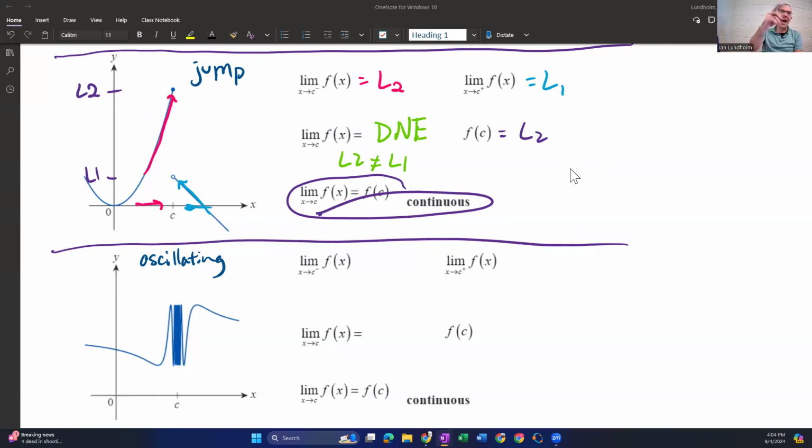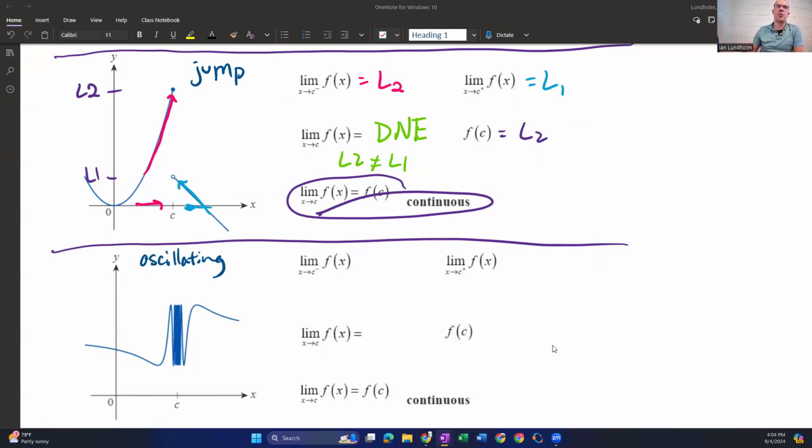Okay, last one is a weird one. It's called an oscillating discontinuity. The idea here is that we keep oscillating up and down and we never settle in on one specific y value. Imagine this continuing to oscillate infinitely as we get closer and closer to C. We might look at this kind of function graph on GeoGebra so that we can zoom in and out soon.